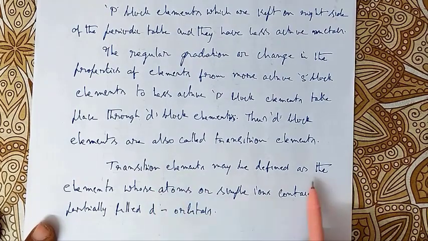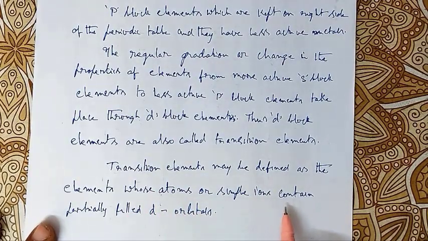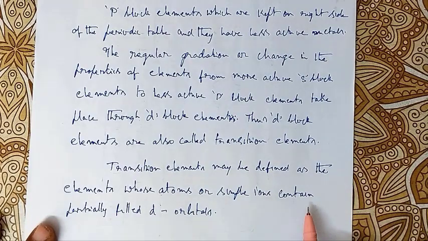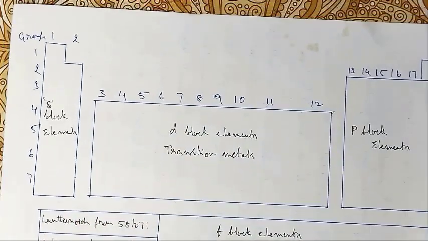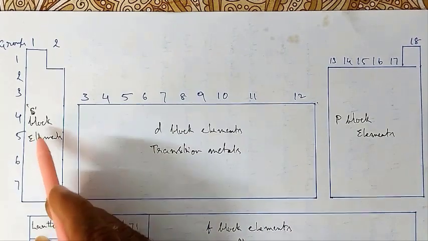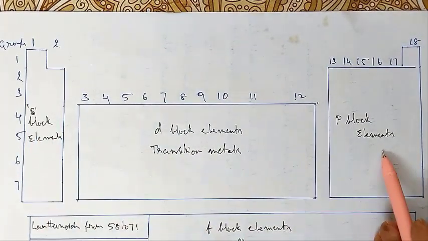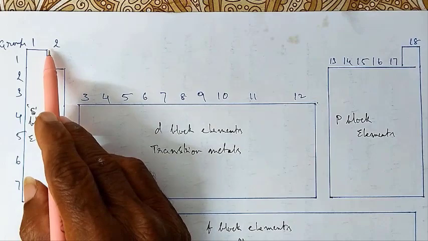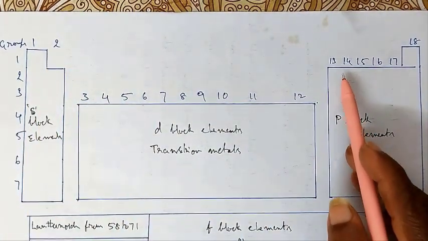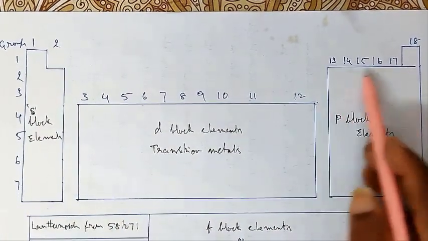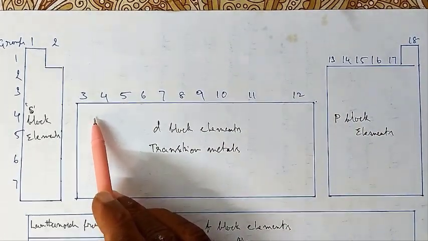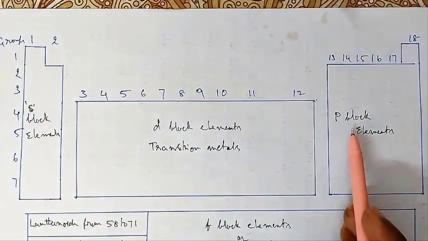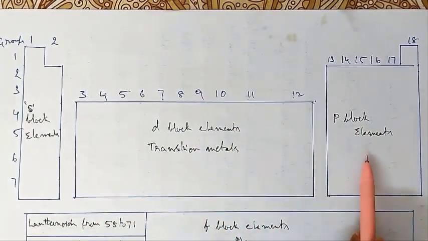Transition elements may be defined as the elements whose atoms or simple ions contain partially filled d orbitals. This is the outline of the periodic table. S block elements are here, P block elements are here. S block elements contain groups 1 and 2, P block elements contain groups 13 to 18, whereas D block elements are elements of groups 3 to 12, and these D block elements are in between S and P.